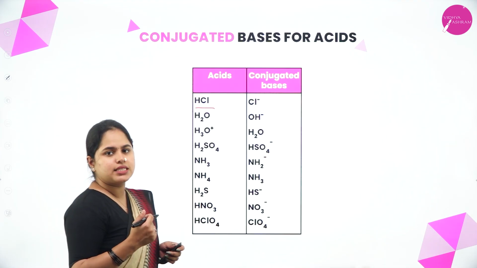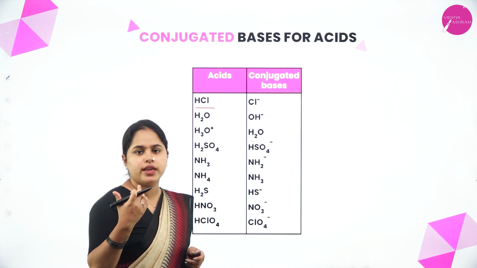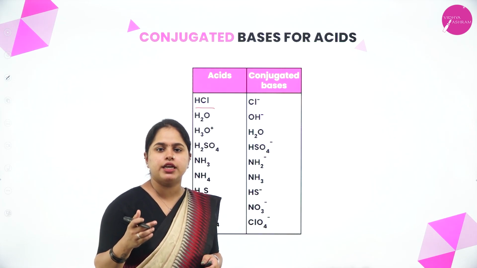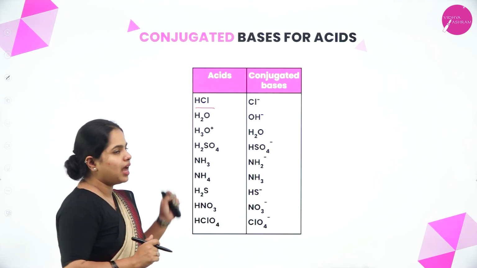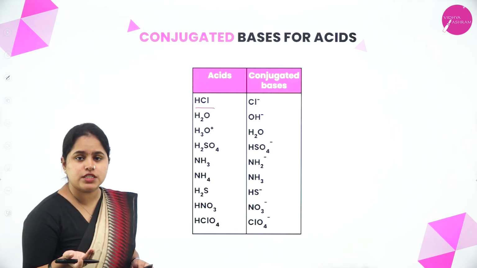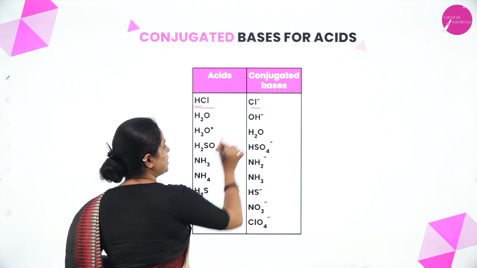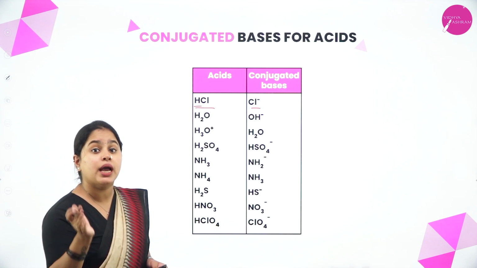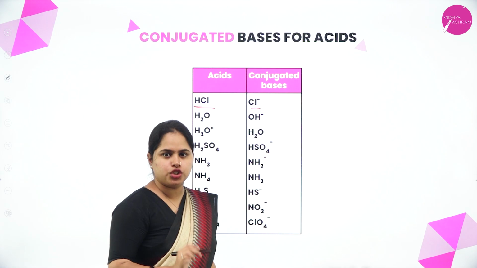Okay, so let's take some examples now. First one is HCl. It is a Bronsted-Lowry acid, so it is ready to donate its H plus ions. How can you write the conjugate base for it? By removing one proton, right? So H plus will be removed and you will get Cl minus. That will be the conjugate base. All these are acids and these are the conjugate bases of them.